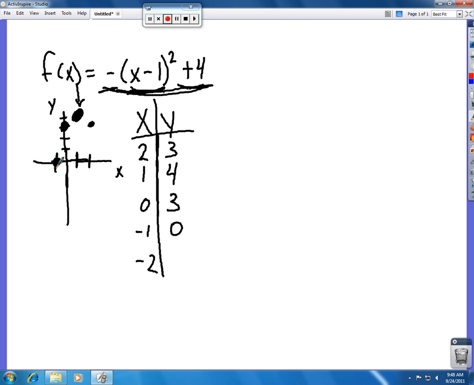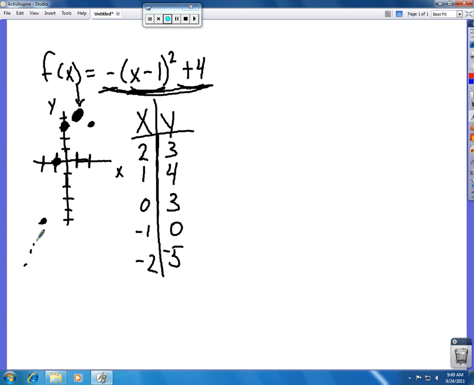Let's see. Negative 2, we don't really need it since we already have an idea of the graph, but we'll go ahead and do it. So negative 2 minus 1, that's going to be negative 3. Negative 3 squared is 9, and then we have that negative, so it's going to make it negative 9. Negative 9 plus 4 is 5. Wait, what did I do wrong? That should be negative. So let me redo that. So negative 2 minus 1. Oh yeah, I just dropped the negative. So negative 5. Sorry about that. Didn't want to confuse you.